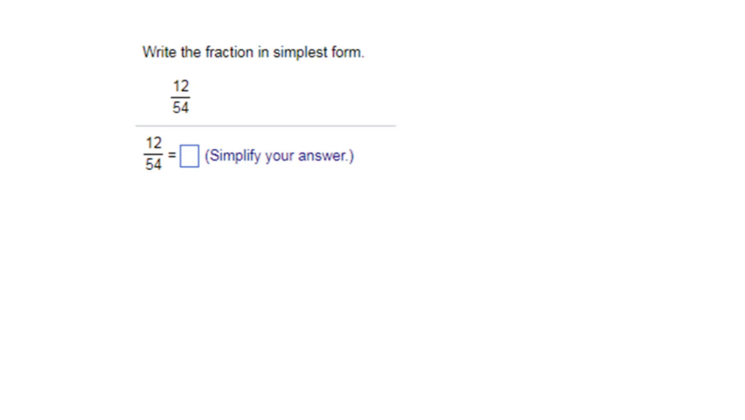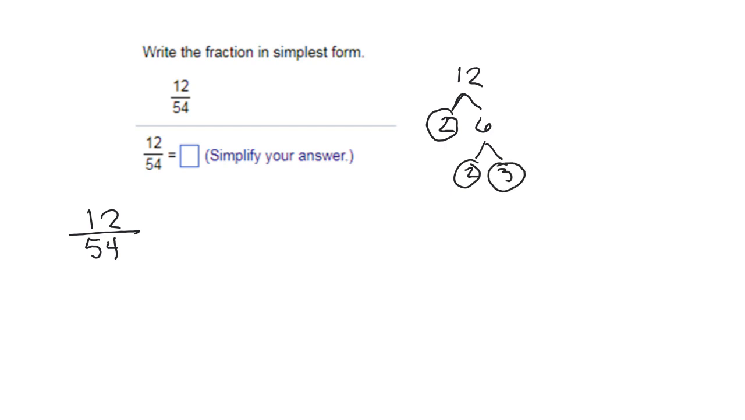So in this case, look at the instructions: write the fraction in simplest form. We have 12 divided by 54. And again, we can go grab our factor tree. Take the number 12 and break it apart. You can say 3 times 4, 2 times 6, however you want to do it, but think of two numbers that multiply together to give you 12. I'll go for the 2 and the 6. 2 is a prime number, so I know it cannot break down any further. And 6 breaks into 2 times 3. So this is 2 times 2 times 3.